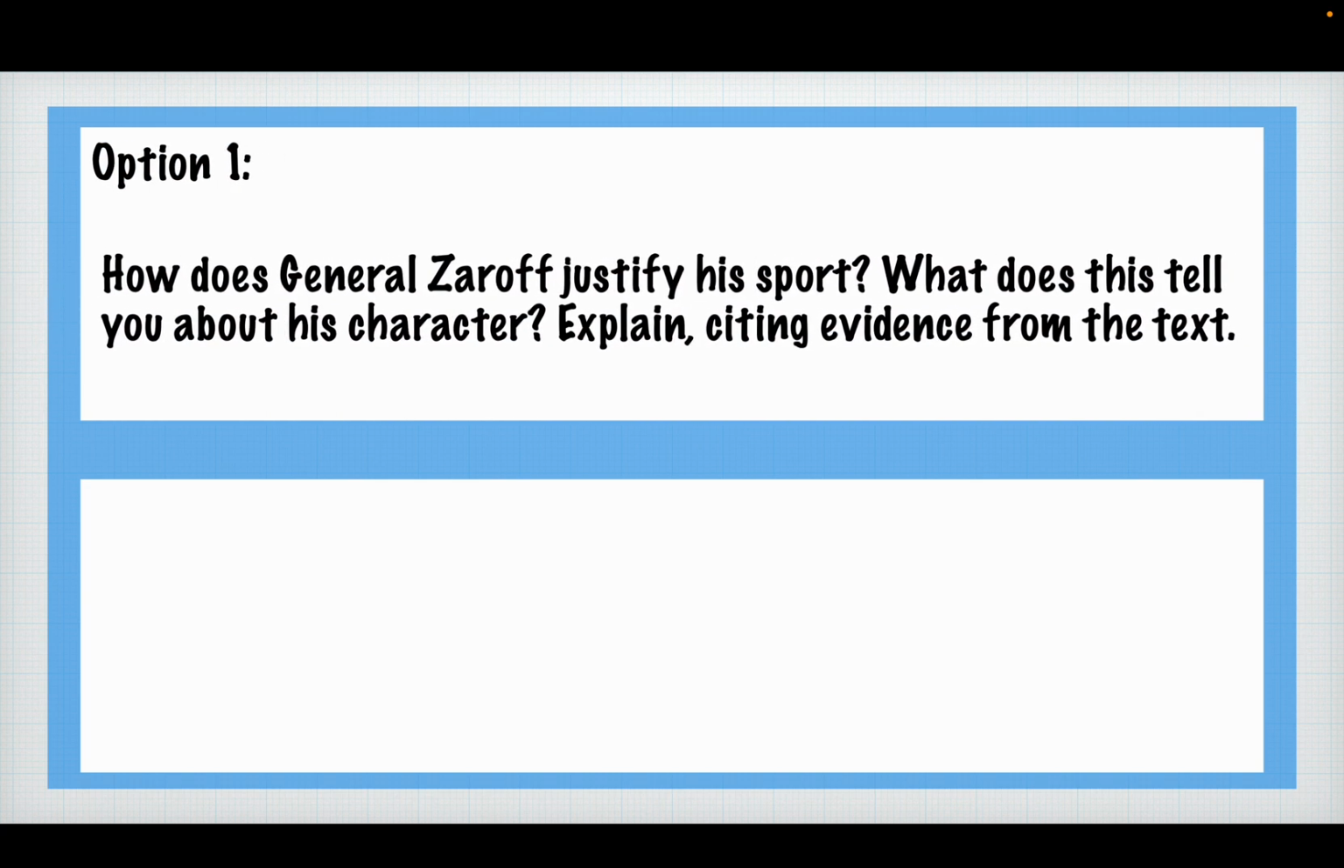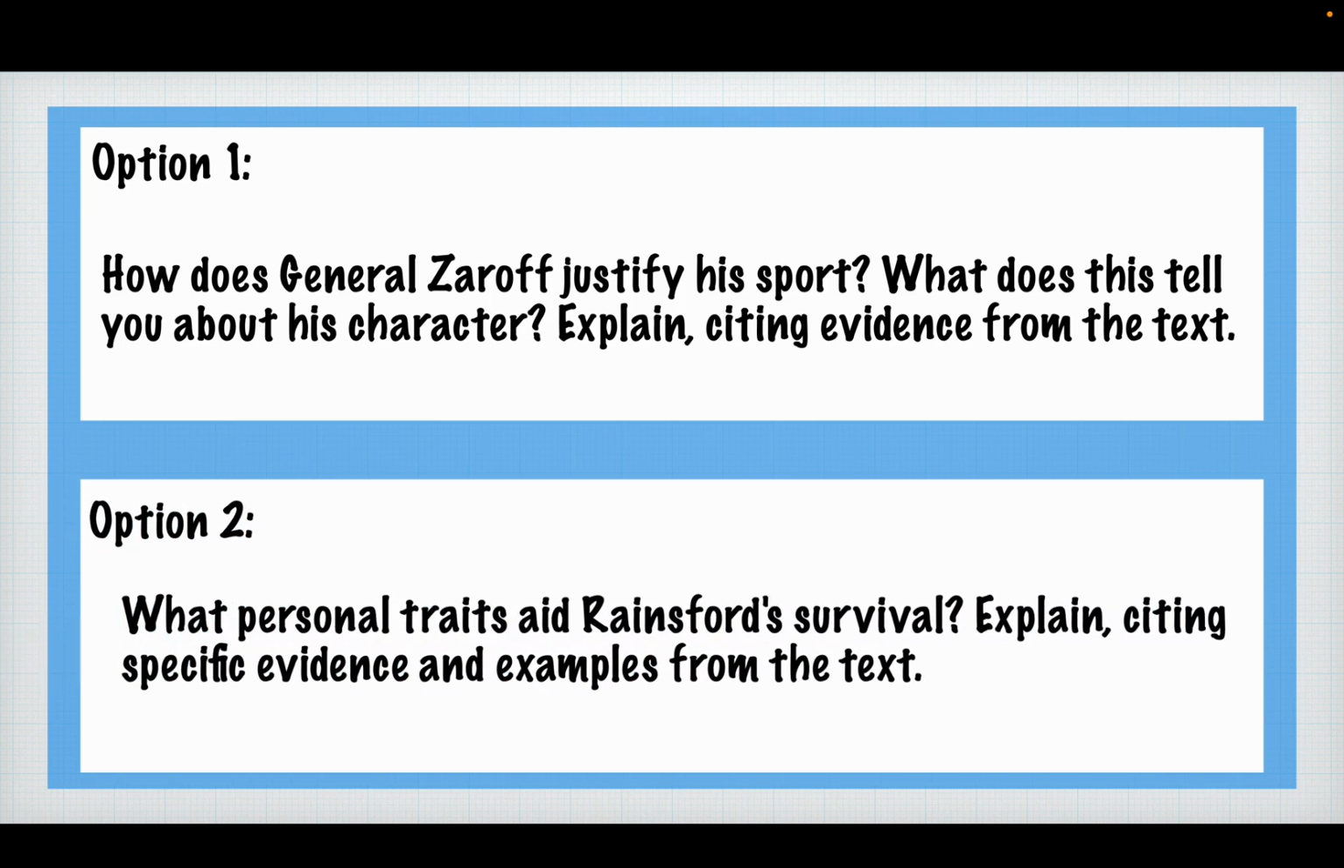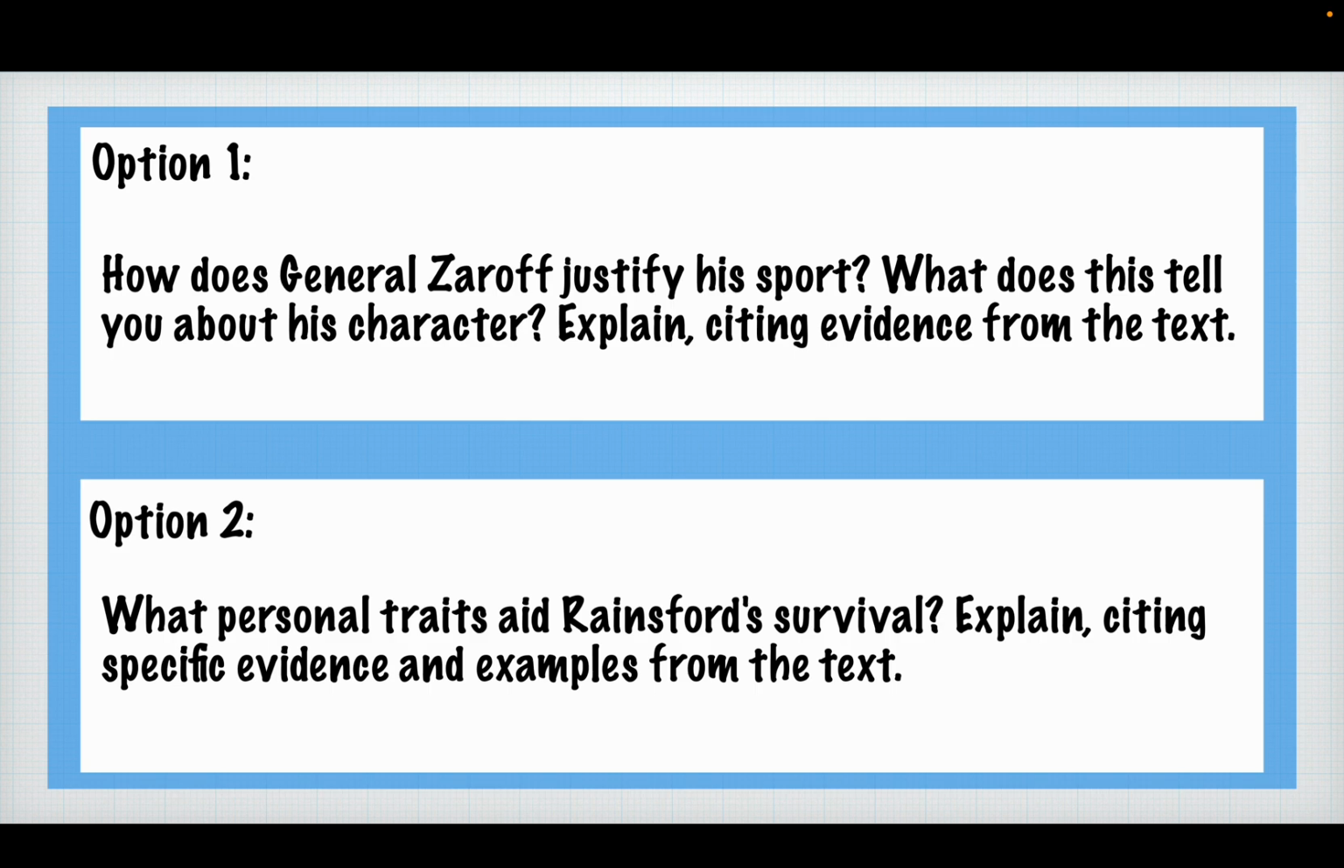So let's look at the options that you have. Option number 1, the prompt is, how does General Zaroff justify his sport? What does this tell you about his character? Explain, citing evidence from the text. And then option number 2, what personal traits aid Rainsford's survival? Explain, citing specific evidence and examples from the text.